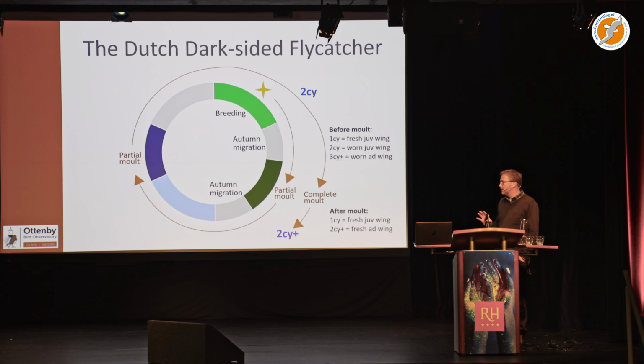There are only a few other examples from the Palearctic where we can separate 3 different age categories during the autumn. After this molt is conducted, the first complete molt here, we don't have the possibility to separate 3 age categories anymore. After that, we can only separate the first years that has a fresh juvenile wing from the adult bird that has a fresh adult wing. And we have to age them a second calendar year plus then.